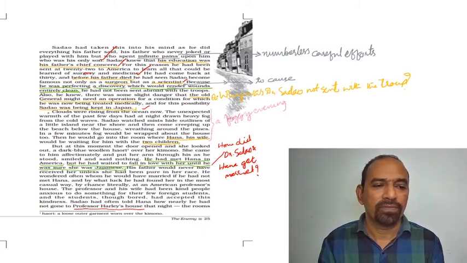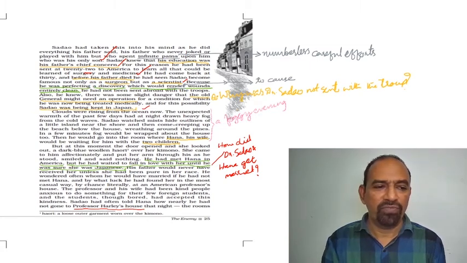Look at the next paragraph. Clouds were rising from the ocean now. The unexpected warmth of the past few days had at night drawn heavy fog from the cold waves. So it was a foggy evening. Sadao watched mist hide outlines of a little island near the shore, and then come creeping up the beach below the house, wreathing around the pines. In a few minutes, fog would be wrapped about the house too.